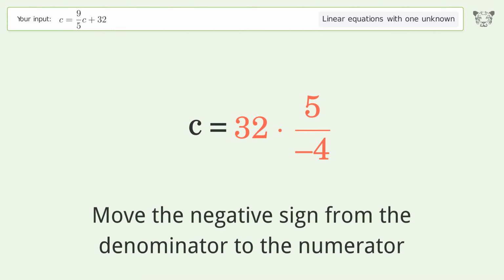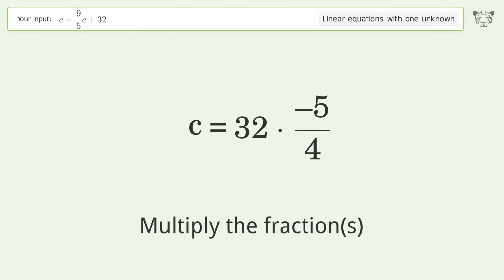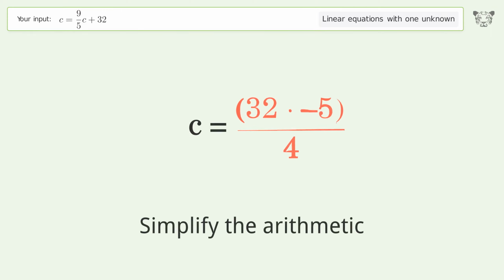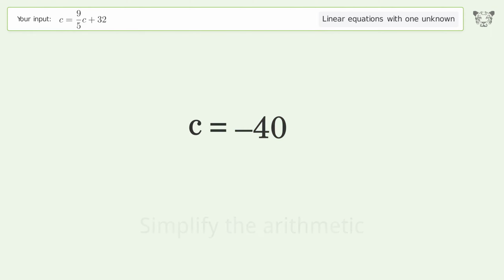Move the negative sign from the denominator to the numerator. Multiply the fractions. Simplify the arithmetic. And so the final result is c equals -40.